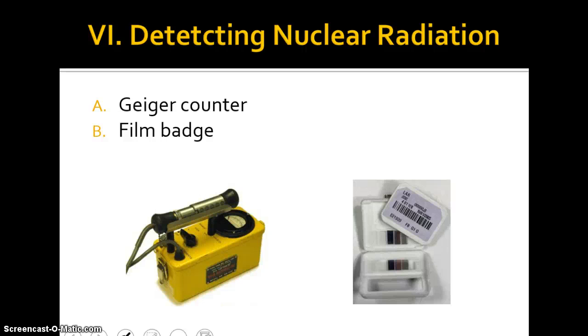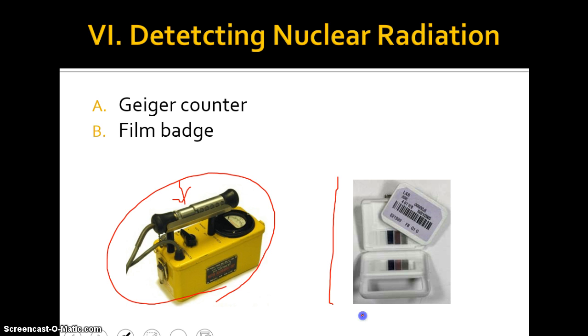Detecting nuclear radiation. There are two ways to detect it. We've got the Geiger counter. The Geiger counter is this one right here. You lift up this and you will hear it beep when it's near radiation. And then you also have a film badge. This is what a lot of people in nuclear power plants will wear, or if you work with x-rays, you'll have to wear it and it will alert you if you're being exposed to too much nuclear radiation.